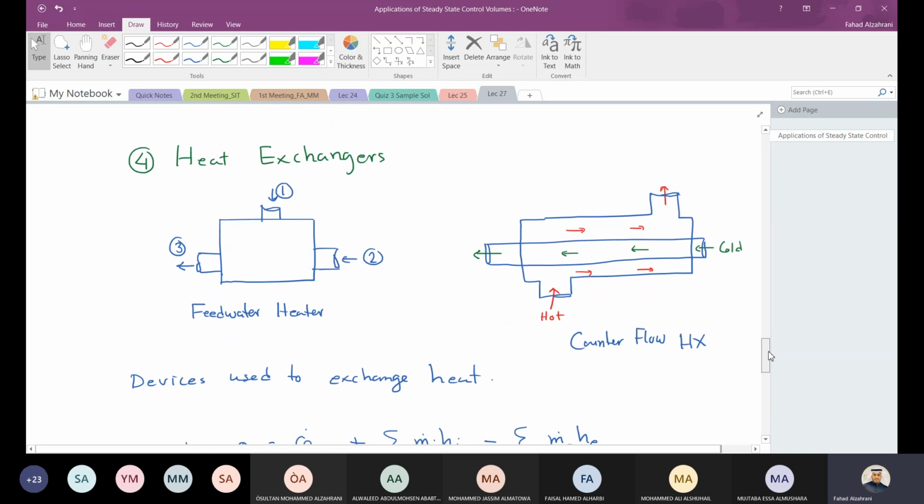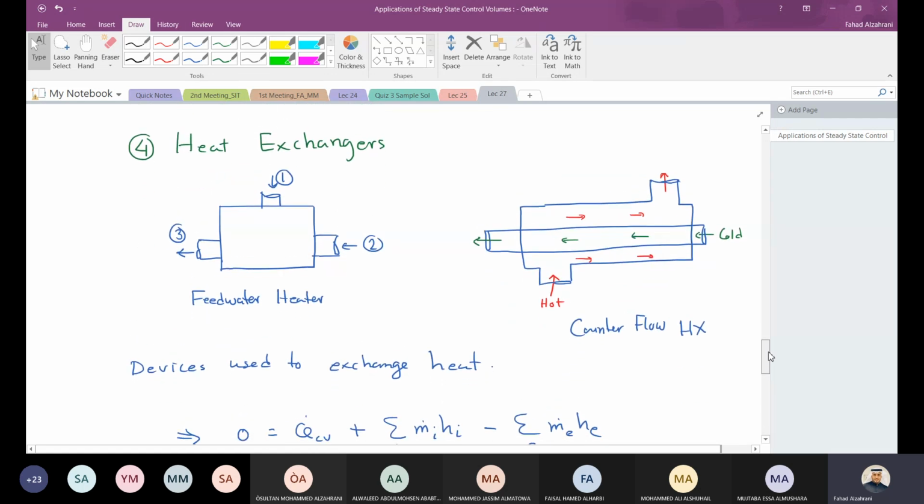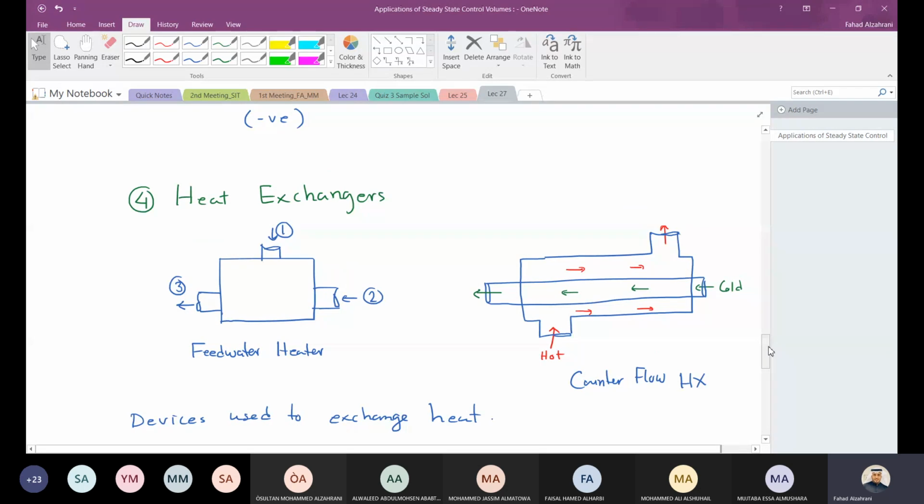The fourth device here, guys, that we're going to talk about is what I call the heat exchanger. Okay, heat exchangers. So the heat exchangers basically are devices used to exchange heat. But I gave you an example for it before, which is the feed water heater. You can see in the feed water heater, I have, let's say, 2 inlets here and 1 exit, and for each inlet I enter different, maybe the same substance but different states. So they mix together, they exchange heat, and they come out at a third state.